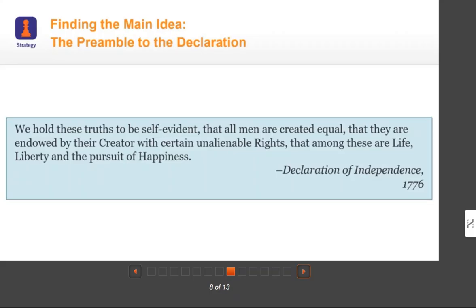The author of the Declaration believes that it's self-evident that all men are created equal, and that their Creator, or God, gives them rights that nobody can take away. These rights include life, liberty, and the pursuit of happiness. These are powerful words that have shaped the course of history ever since they were written.